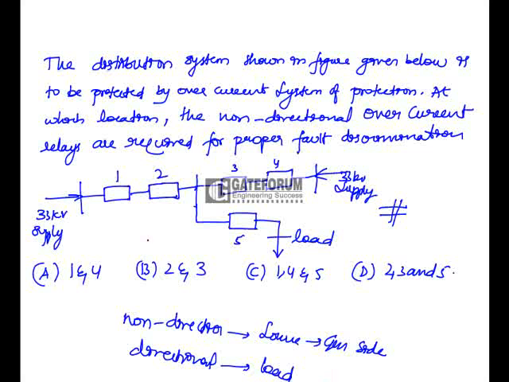Here we have seen that there are two supplies, let us say supply 2 and supply 1, and we have only one load. Directional relays are placed at the load end, that is at 5, whereas the non-directional relays are placed at the source end, that is at the generating side, that means at 1 and 4. So option A is the correct answer.